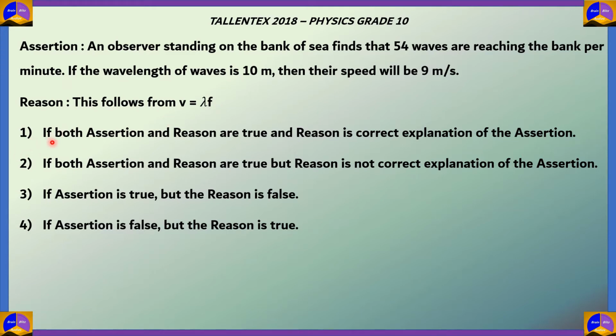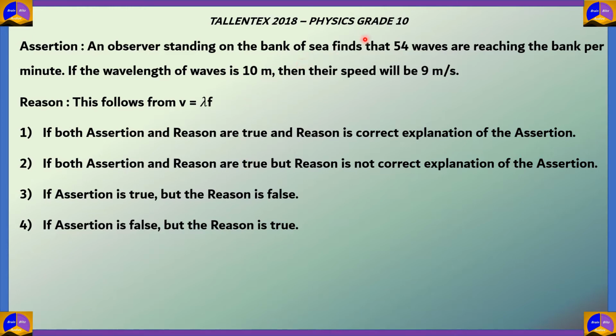Option A says both assertion and reason are true, and reason is the correct explanation of the assertion. Option 2 says that reason is not the correct explanation, although both of them are true. Option 3 says assertion is true, reason is false. Option 4 says assertion is false, reason is true. So, how do we solve this question?